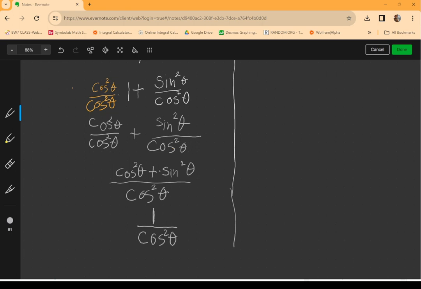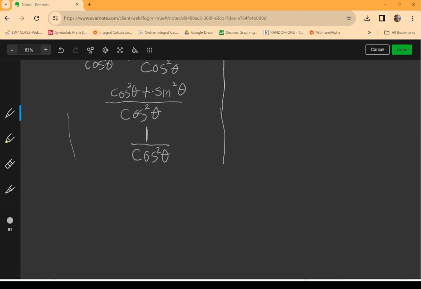Oh, now notice how it's becoming less complicated, right? And now we're really at a place where we really like where this is going. Now I use my reciprocal identity. What is 1 over cosine? Well, that's secant. And 1 over cosine squared, that's secant squared theta. Oops. So now we're cooking here, right? Secant squared theta.